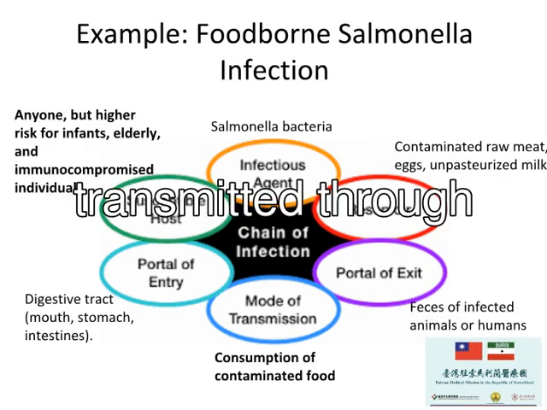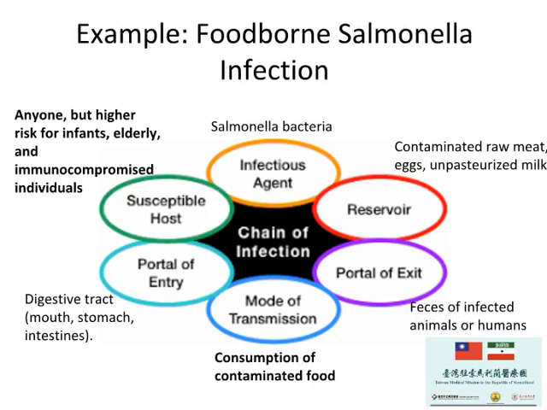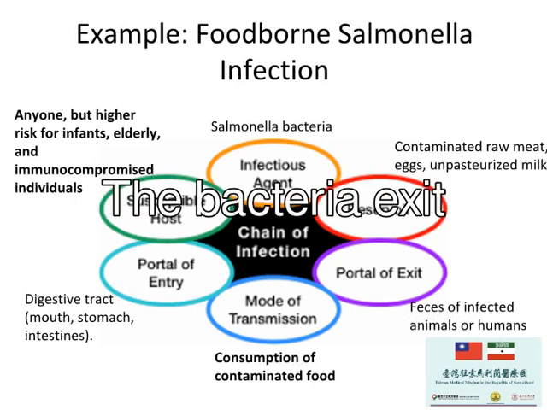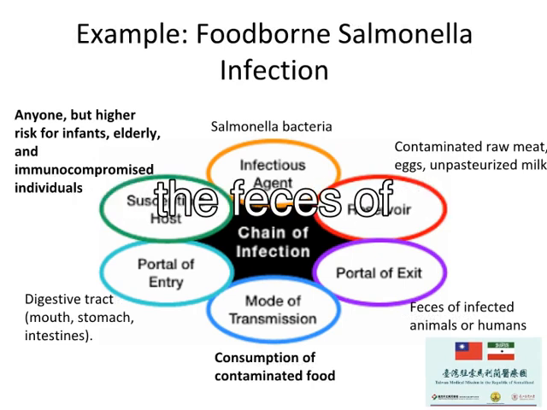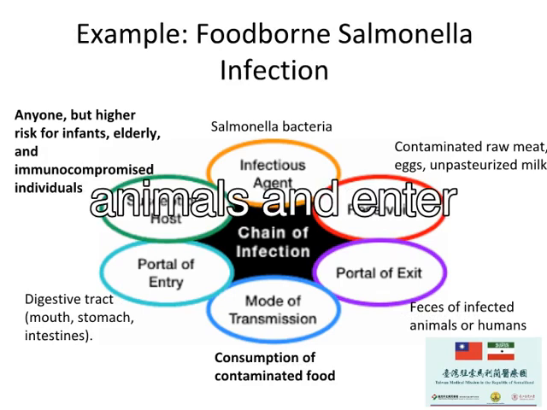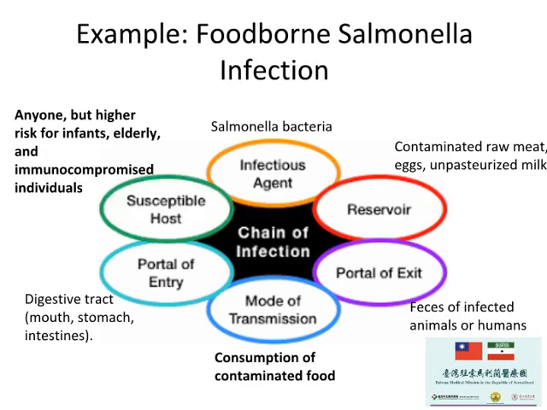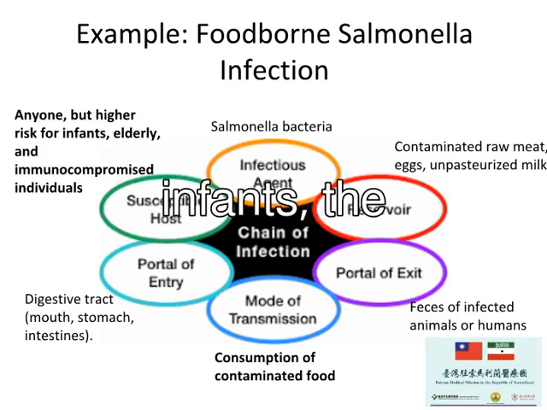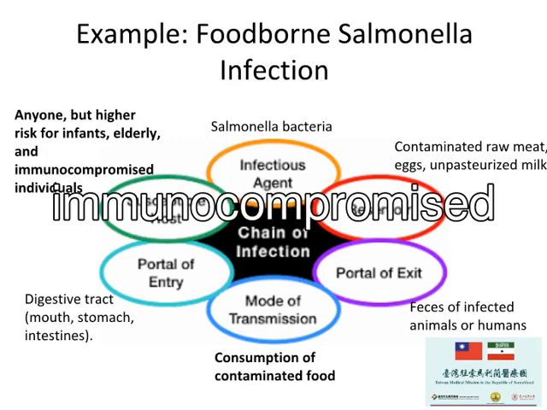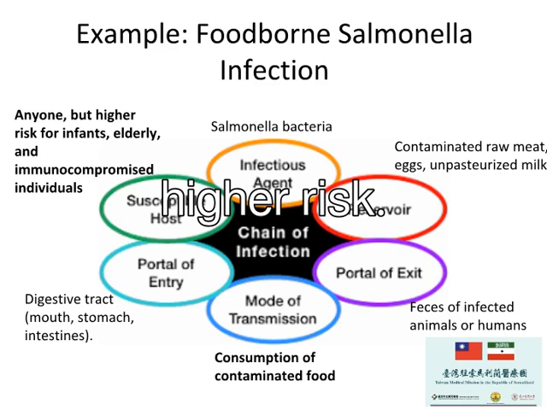Salmonella is transmitted through the consumption of contaminated raw meat, eggs, or unpasteurized milk. The bacteria exit the body through the feces of infected humans or animals and enter new hosts via the digestive tract. Anyone can be affected, but infants, the elderly, and immunocompromised individuals are at higher risk.